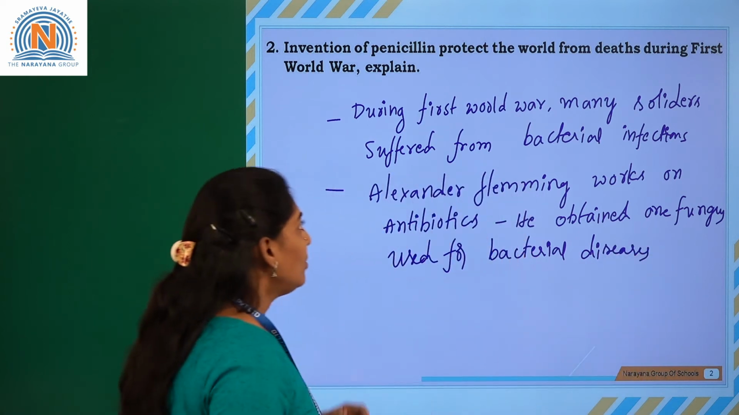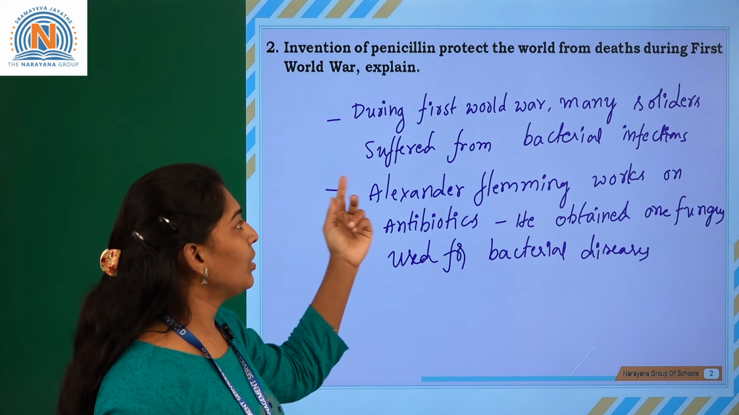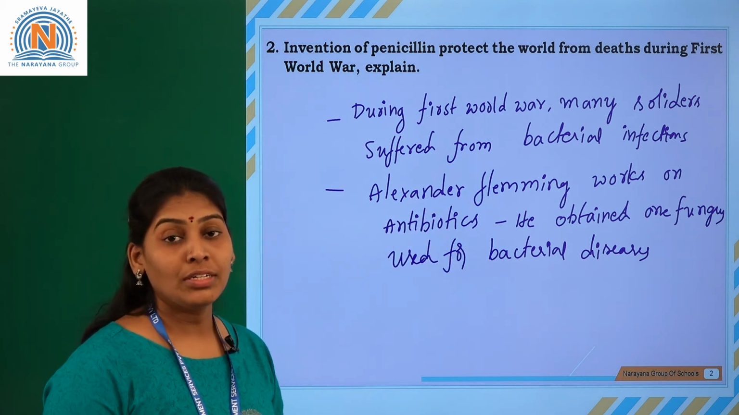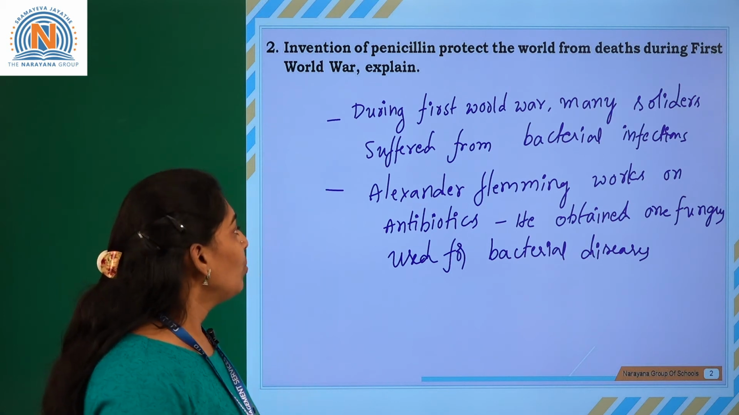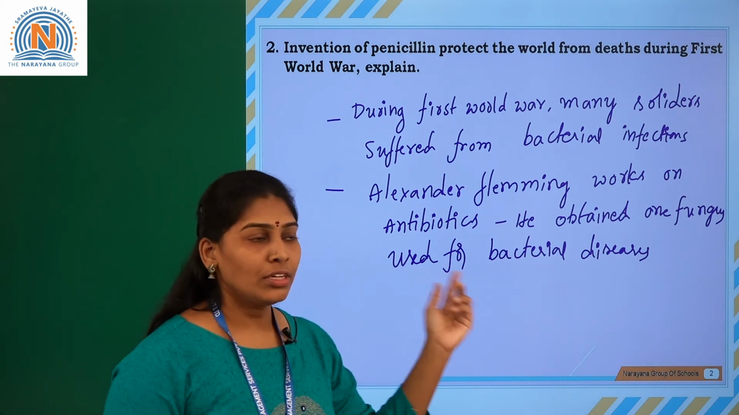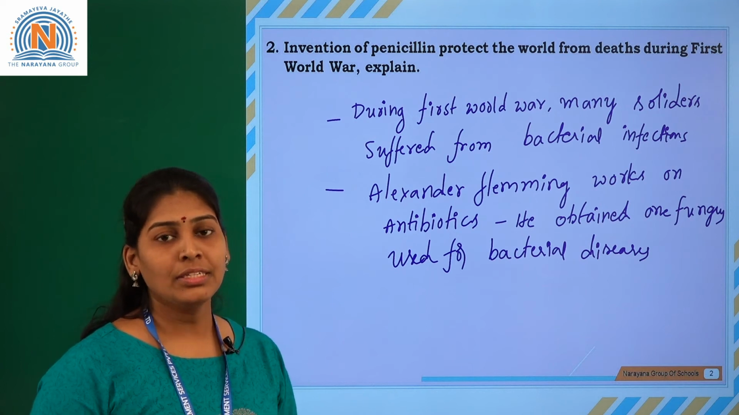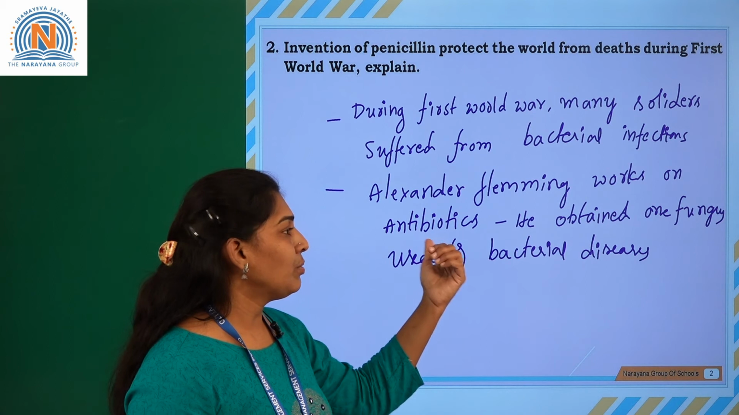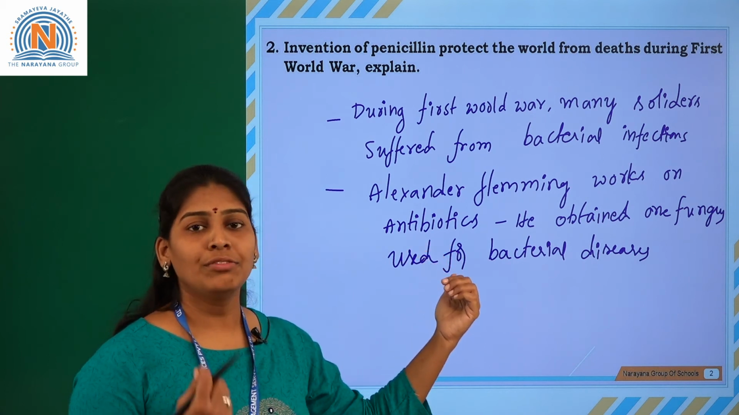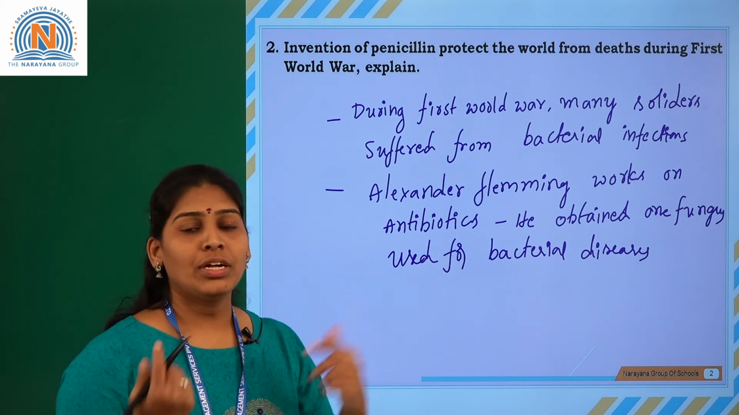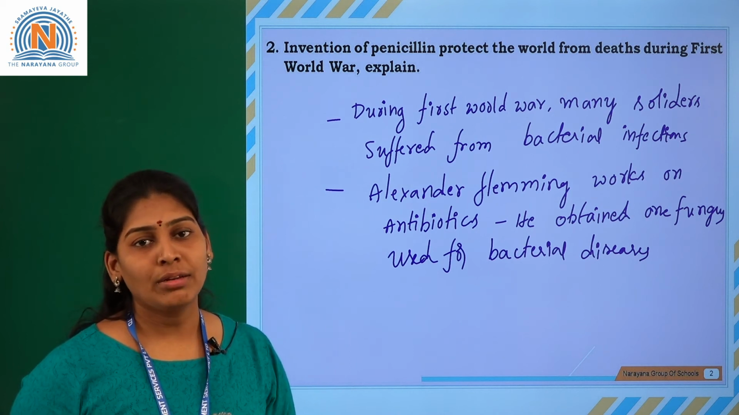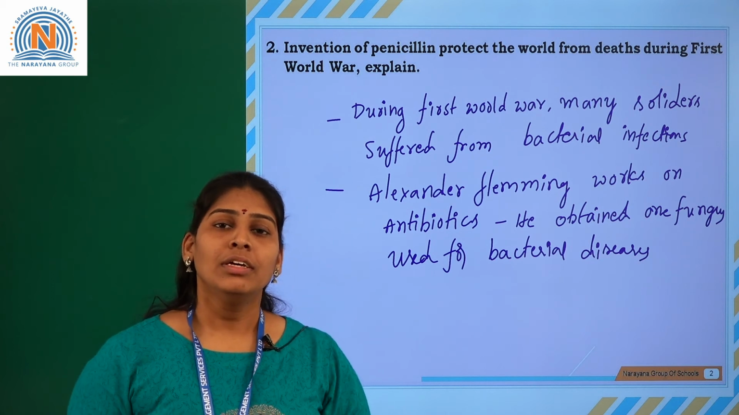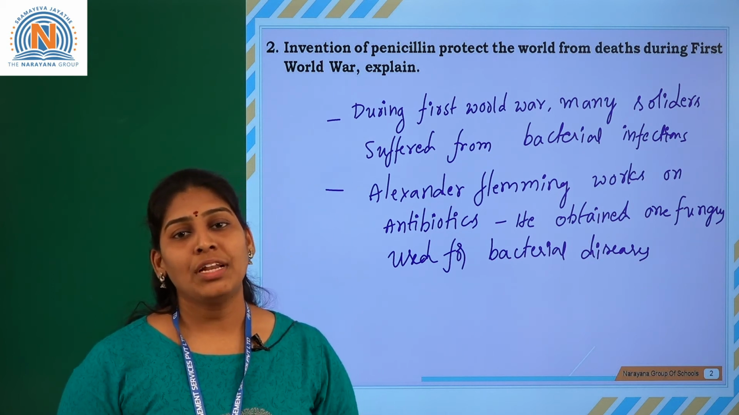So by this, as you can understand, during the First World War many soldiers suffered from bacterial infections, and because of that they died also. Alexander Fleming at that time was working on discovering antibiotics. When he observed, he obtained one fungus and used that for curing bacterial diseases, so that many soldiers were saved from bacterial infections.